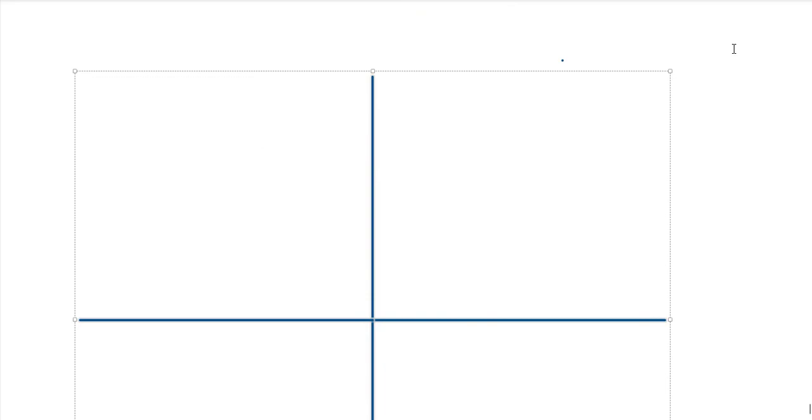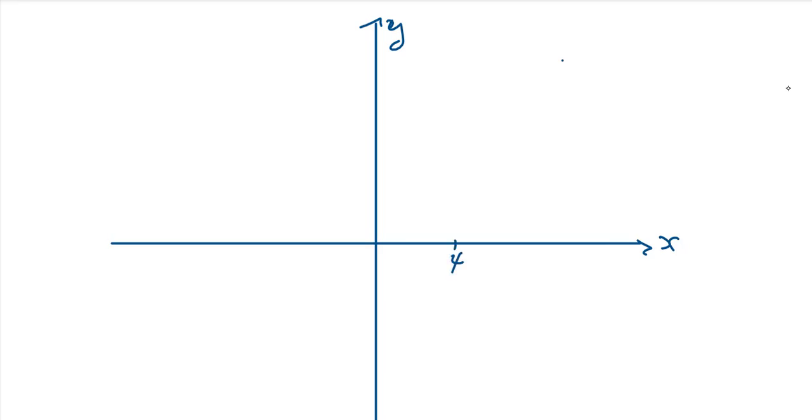Okay, so this is our Cartesian plane. Let me reduce the size. Here we have the y-axis and here we have the x-axis. So we start by representing our asymptotes. We had a vertical asymptote at x equal 4. So we can do this.